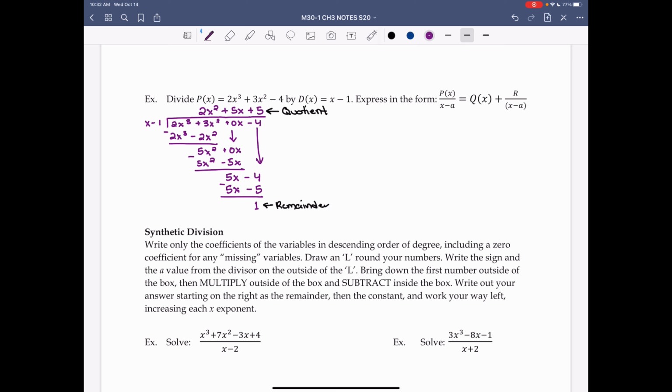And if we write our answer in the form q of x plus r over x minus a, we have p of x, which was 2x cubed plus 3x squared minus 4, divided by x minus a, which is x minus 1 in this case, is equal to our quotient, 2x squared plus 5x plus 5, plus our remainder, which is 1 divided by our divisor, x minus 1.